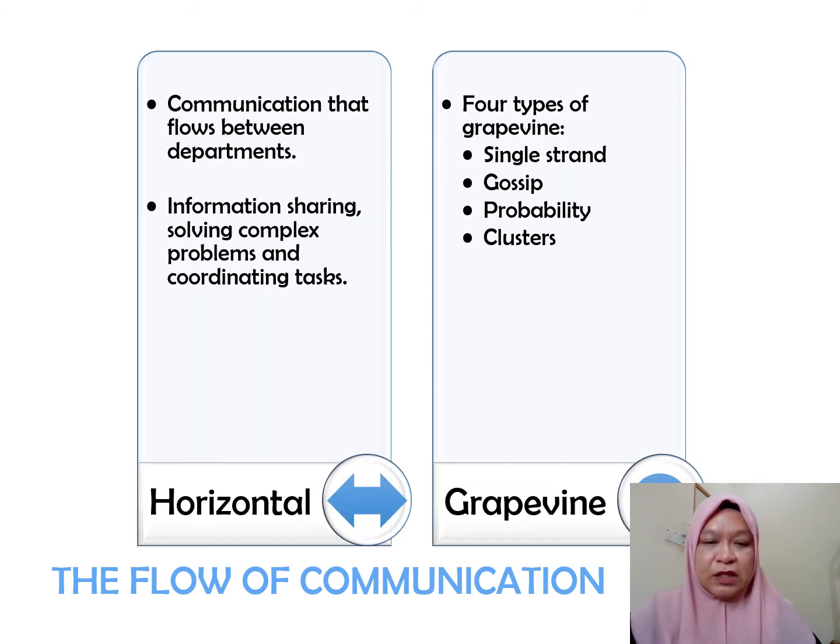The next one is horizontal. This is communication that flows between departments, meaning communication among people at the same level. For example, a marketing executive with a finance executive, or a marketing manager with an admin manager. It is used for information sharing, solving complex problems, and coordinating tasks. And of course, we have the grapevine, the informal communication, which is single strand, gossip, probability, and also cluster.